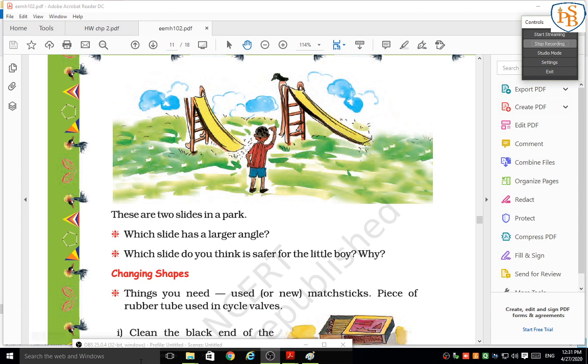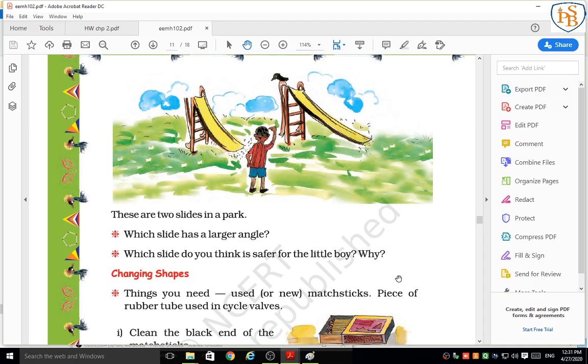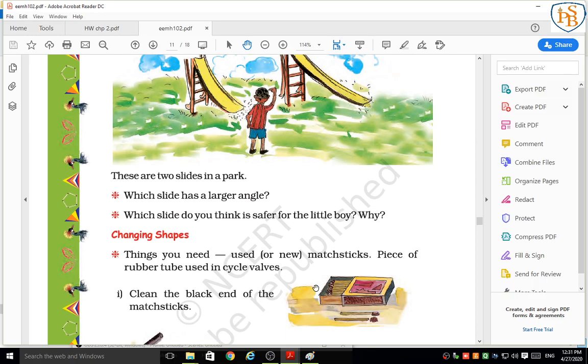So understood students what material we want over here? Okay students, I will repeat. We want 1 box of matchsticks, rubber tube, 2 square sheets of paper. If color is available, then take a colored square sheet of paper, or you can use a blank one. Okay students, so are you ready for today's session? Yes. So open your notebook and write down the next point, that is today's first point: changing shapes.